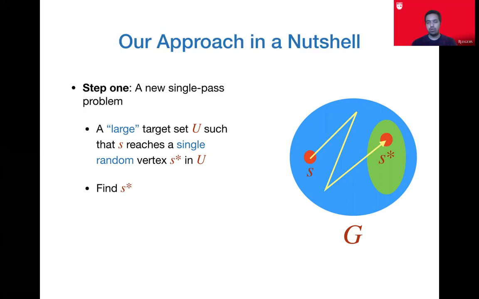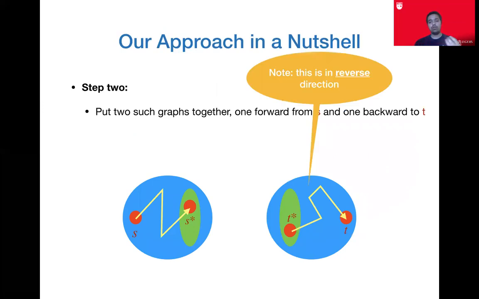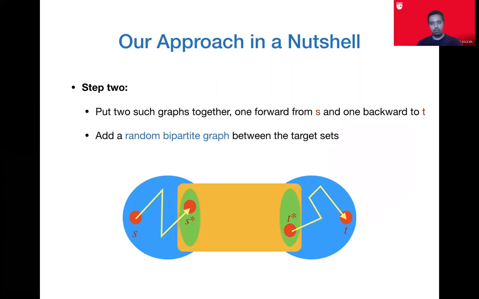Then what can we do with this problem? Well, we can take that graph and make two different copies of the graph. And for the other copy, let's just reverse the order of edges. So now this way there will be a unique vertex T star that can reach T among that set. So we put these two copies of the graph. Then we pick a random bipartite graph and connect these two target sets to each other by edges from left to right.